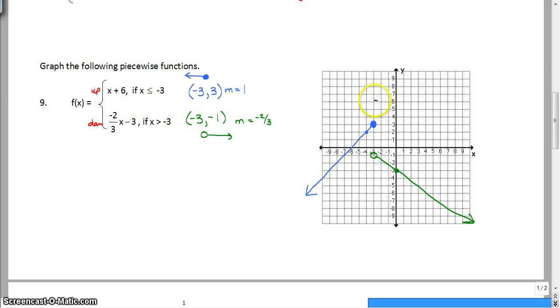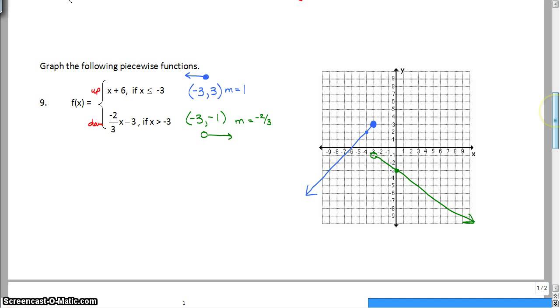And yes, it is still a function because look, if you try to draw a vertical line, you hit a graph, but then you hit an open circle, which means it just represents a placeholder. It's not part of the actual graph, so it does pass the vertical line test. That's why piecewise functions are in fact functions.